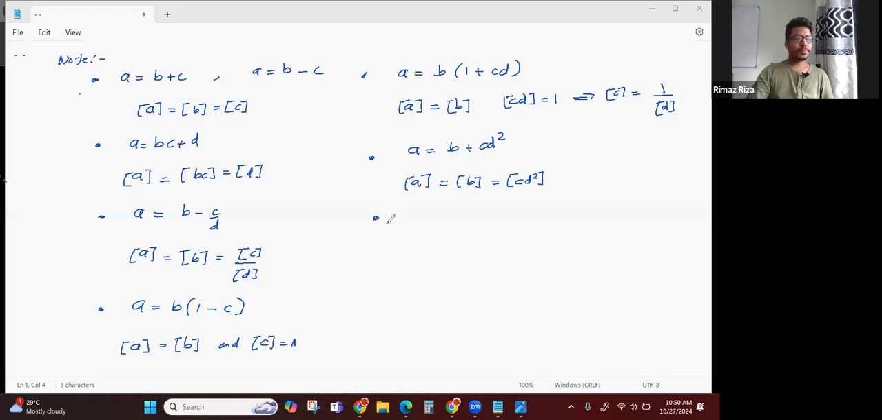And the next one, let's say, A equals B to the power C. Then here the dimension of A must equal the dimension of B to the power C.